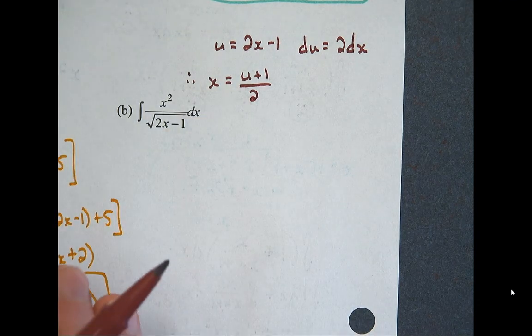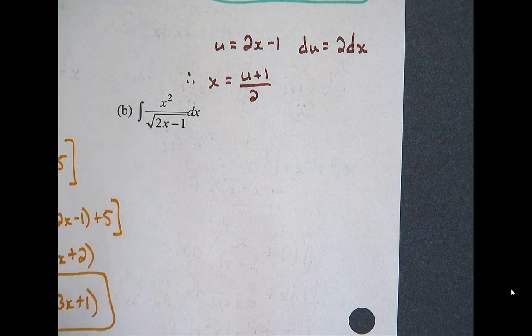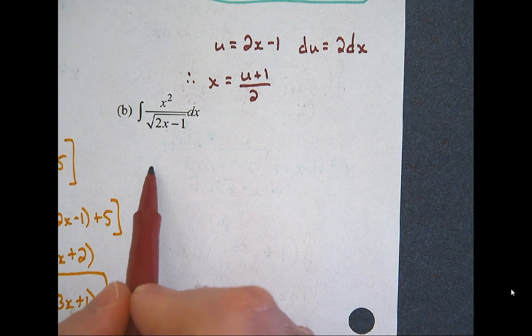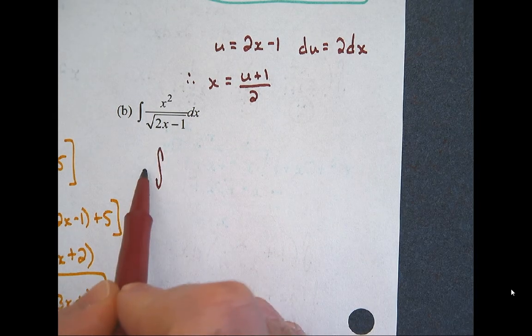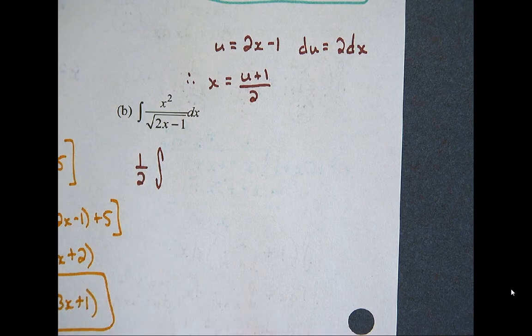And now I'm going to take all that information and try to rewrite my integral. So I got to correct. I need a 2 and a dx. I've got the dx, so I'm going to correct that with the 2, 1/2.